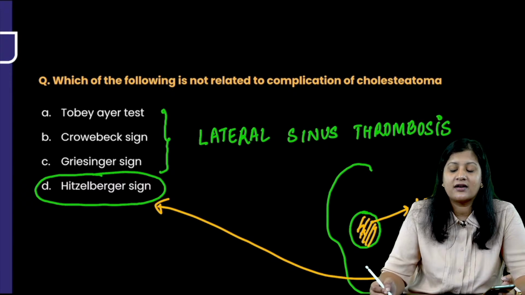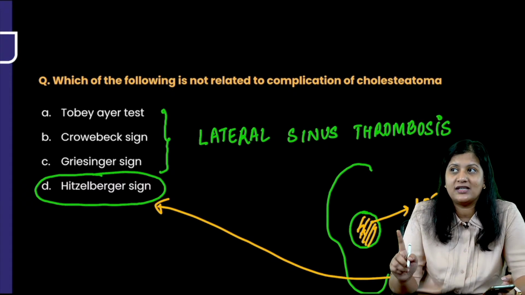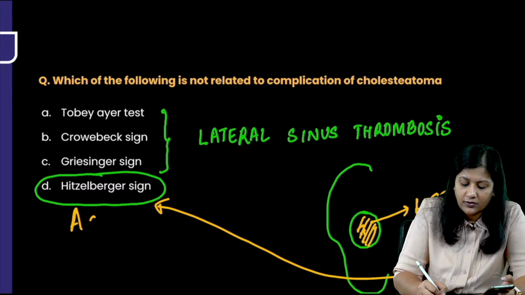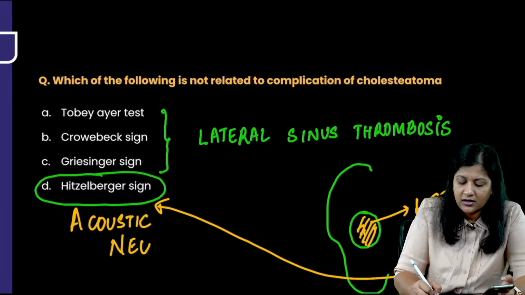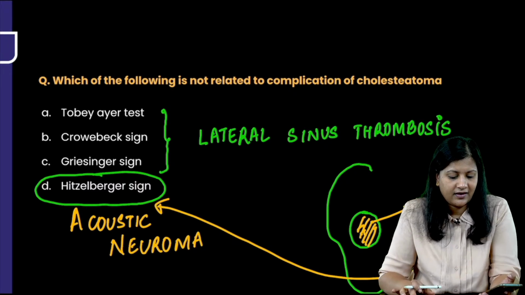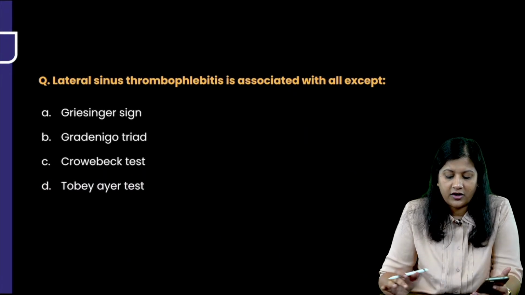And Hitzelberger sign is not a complication of CSOM. It is seen in acoustic neuroma. So it is a sign that you see in acoustic neuroma. Okay, very good. Most of you have got this right.